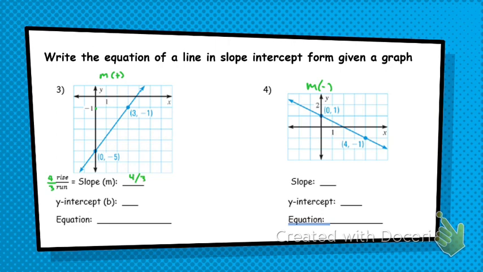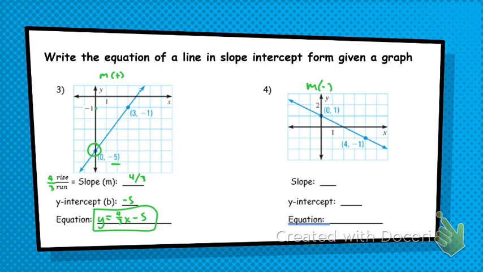And my y-intercept, where I cross the y-axis, is going to be at negative 5. X will always be 0. We're looking for the y value there. And then our equation for this graph in slope-intercept form would be y equals, oops, not negative 5x, sorry, 4/3 x minus 5. So we put our slope and our y-intercept.